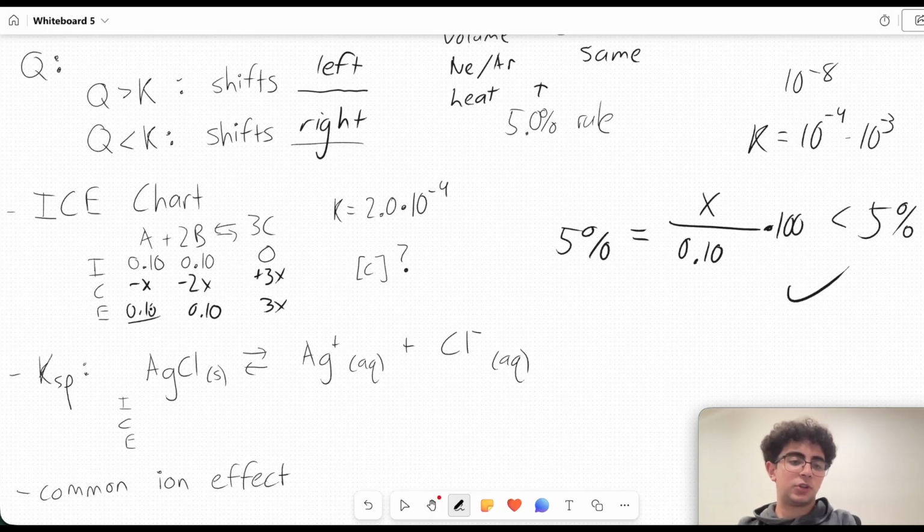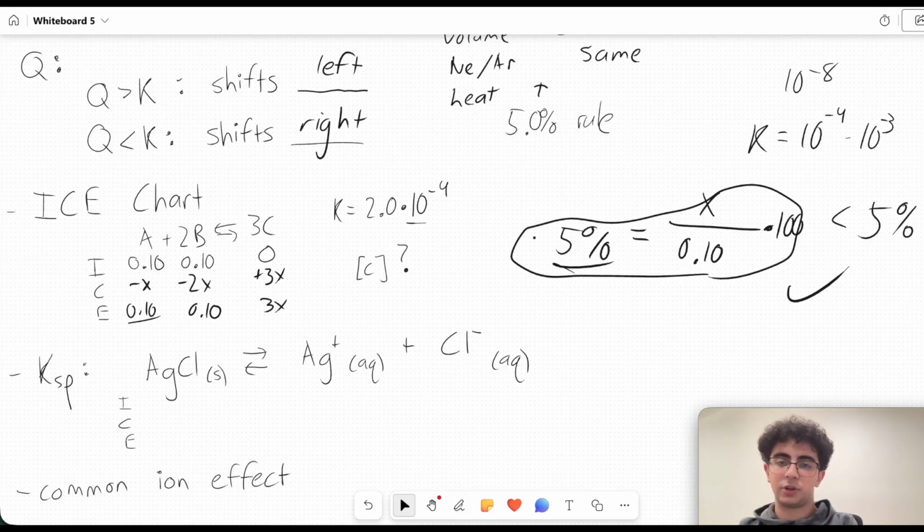So on your AP Chem test, if your K value is like 10 to the negative 4, you should probably say, no, let's use the 5% rule, make things easier for ourselves. And then on your paper at the end, I would actually show the 5% rule and then say less than 5%, good approximation.